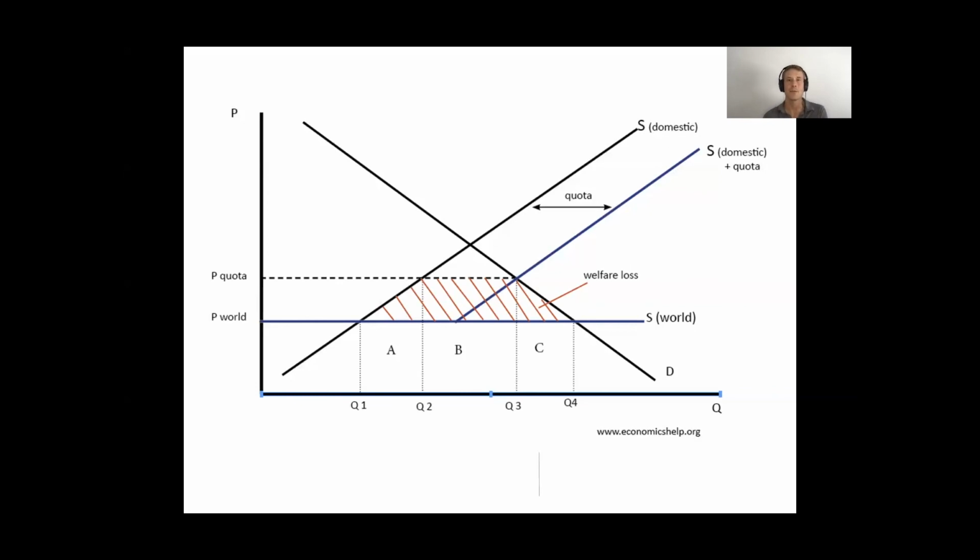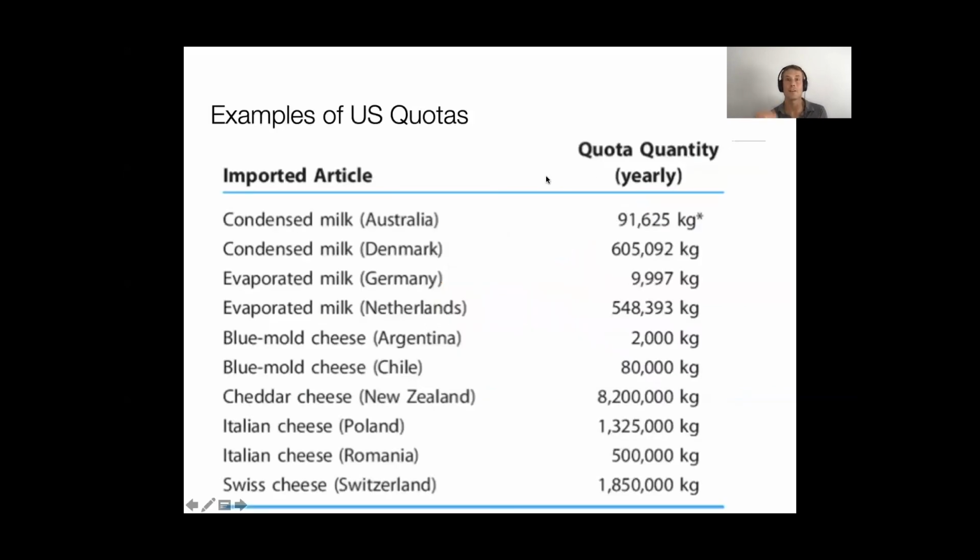So that's it. These are the three mechanisms. I've got a couple of examples of quotas, just like I did with tariffs. These are really specific, down to blue mold cheese from Argentina versus blue mold cheese from Chile. Really narrow, tight line-item quotas that make their way into trade agreements. This is how the trade world works. Over the next couple of classes we'll talk about winners and losers, political power, and how this all shakes out. But this material is really the nuts and bolts of how these things work.